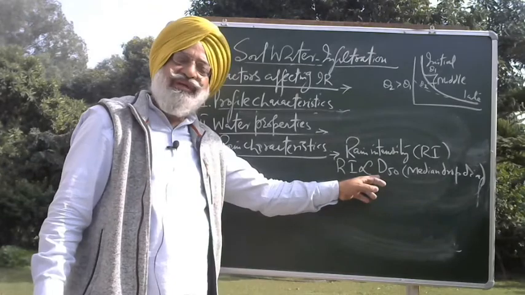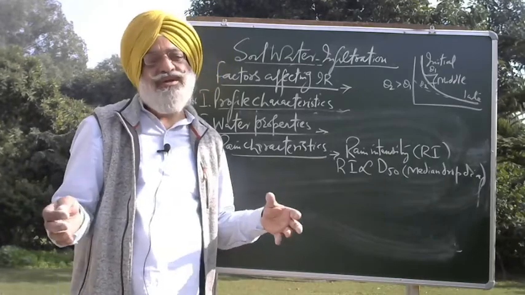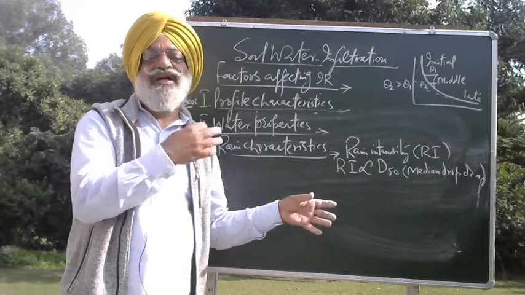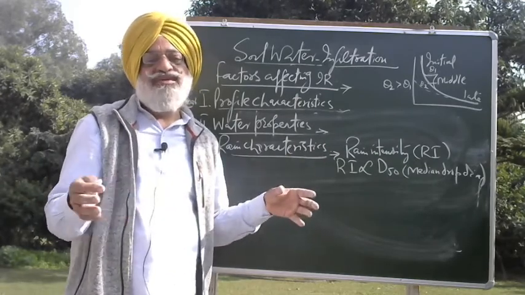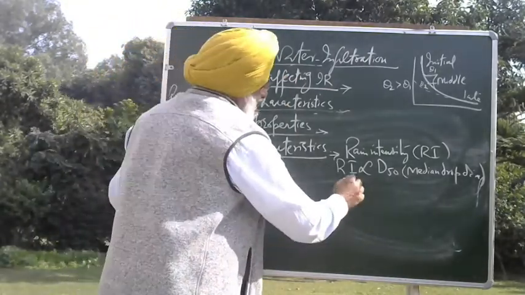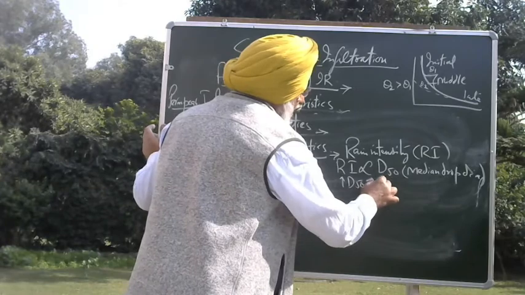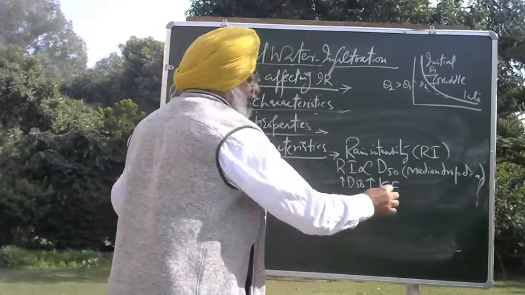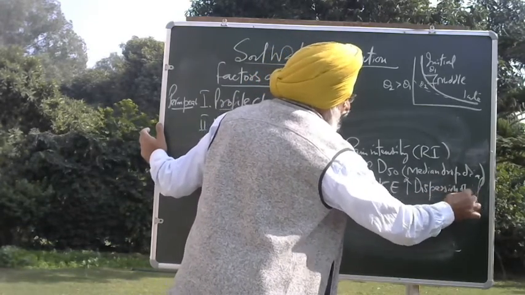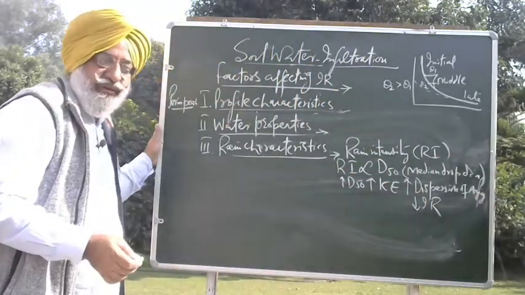So a higher D50 means there are more bigger drops, and bigger drops means their mass will be more. Mass means 1/2 mv square, so kinetic energy will be more, velocity will be more. So higher the kinetic energy, more will be the disruption of aggregates. Higher D50 means higher kinetic energy, which means higher dispersion of aggregates, and ultimately lower infiltration. This is how things go.